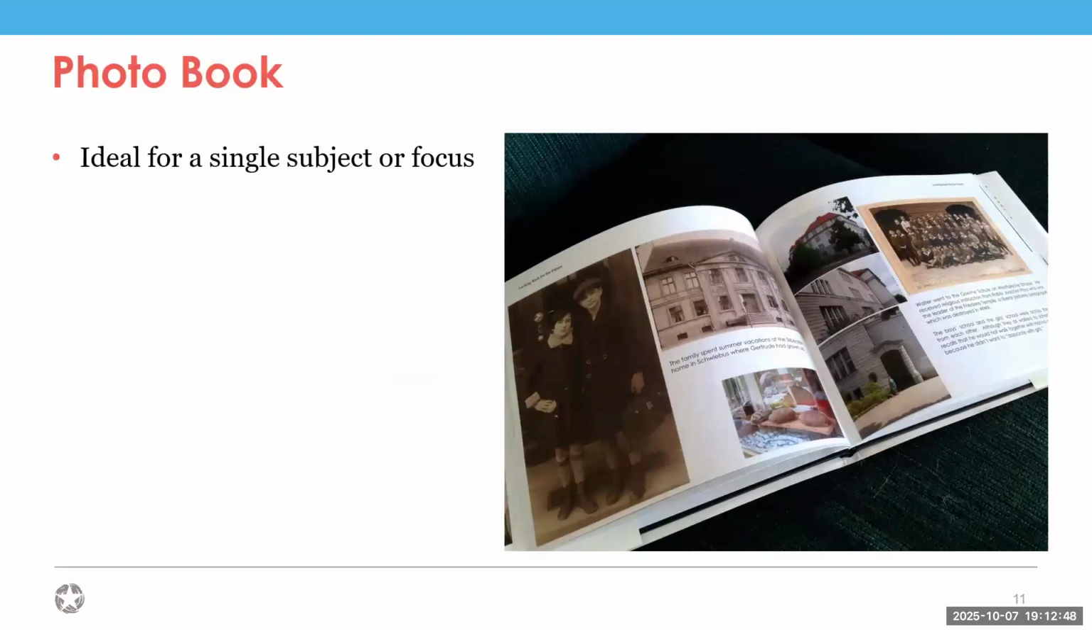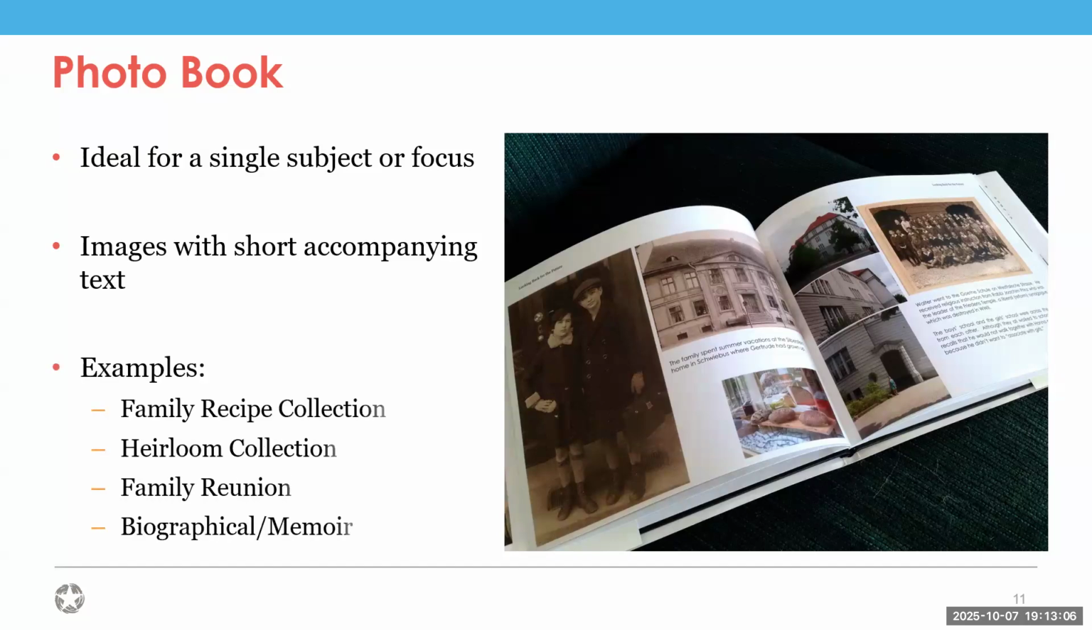And so a photo book is really ideal for a single subject or focus. Images will have short accompanying text, like I had mentioned, like a photo caption to show what the picture is or who's in the photo if known. Some examples might be a family recipe collection, where you scan in images of the handwritten recipe cards. That's a fun one. It might be an heirloom collection, so you have digital images of family heirlooms and keepsakes.